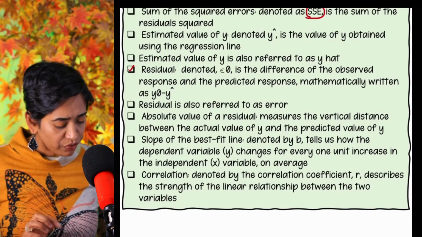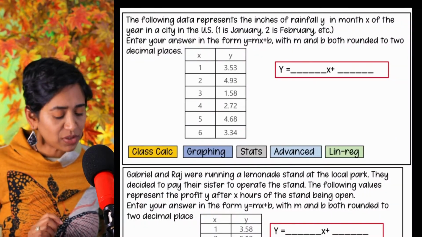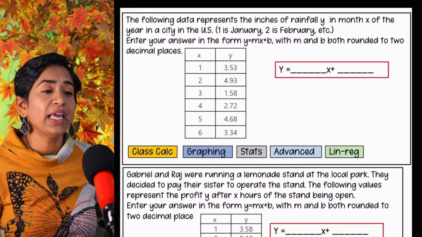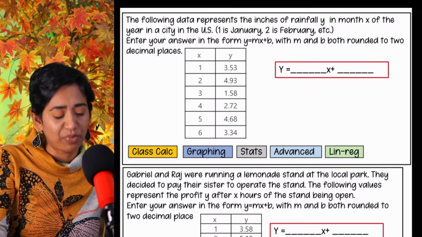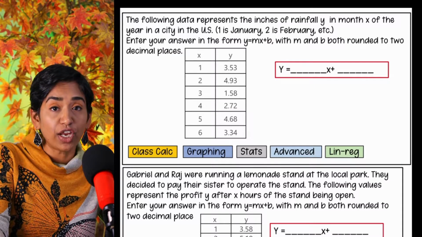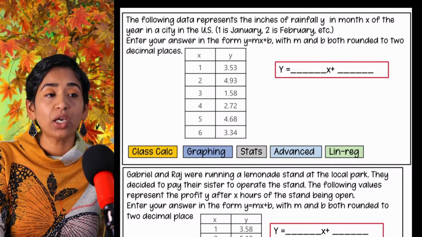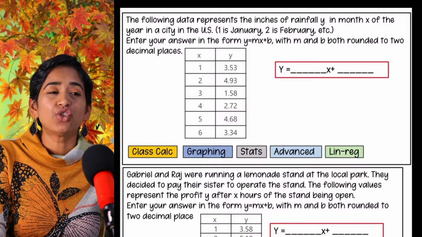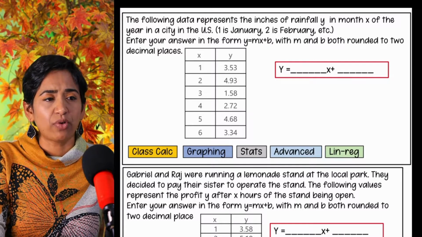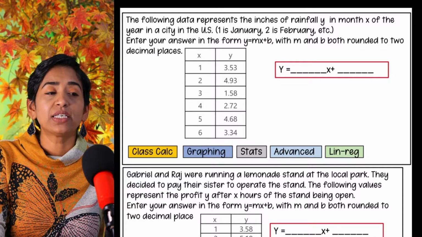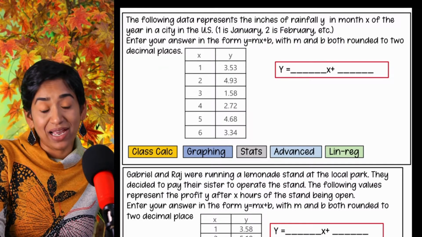All right, let's jump into the problem so I can explain everything. The data represents the inches of rainfall y in month x of the following year in the city, where 1 is January and 2 is February. Enter your answers in the form y equals mx plus b.